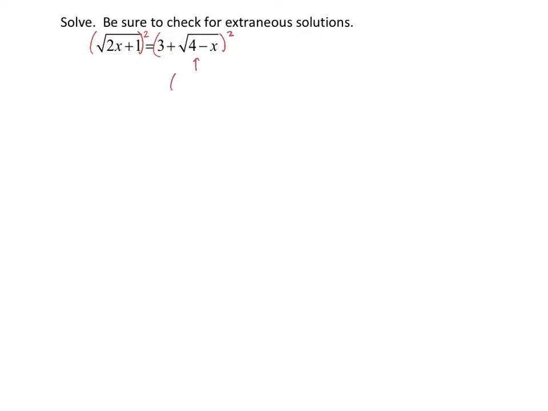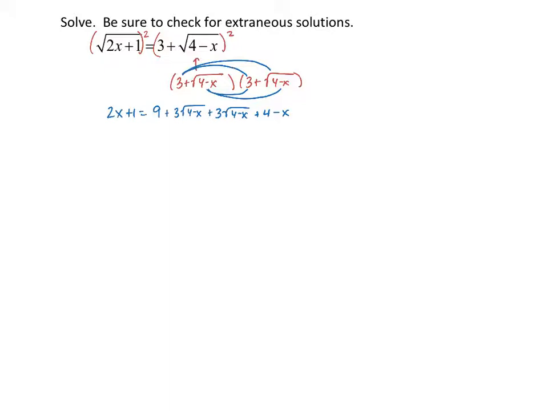On this side, think of this as a binomial being squared: 3 plus the square root of 4 minus x times another 3 plus the square root of 4 minus x. On the left-hand side, after squaring the square root that has been isolated, we have just 2x plus 1. On the right-hand side, we need to FOIL. 3 times 3 gives us 9. 3 times the square root of 4 minus x, we'll just leave as that. Inside's another 3 times the square root of 4 minus x. And then the square root of 4 minus x times itself, or a square root squared, will give us just the expression inside, the 4 minus x.